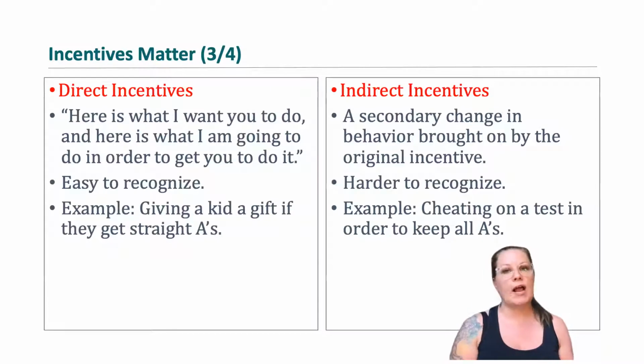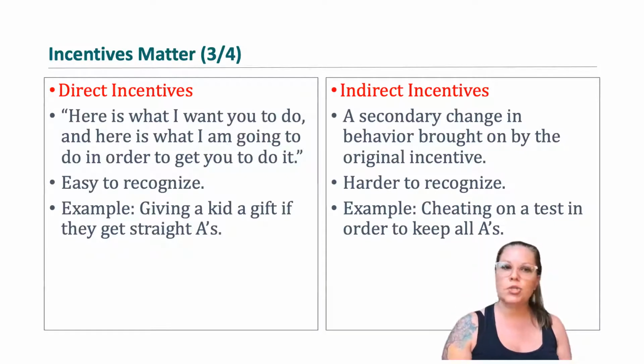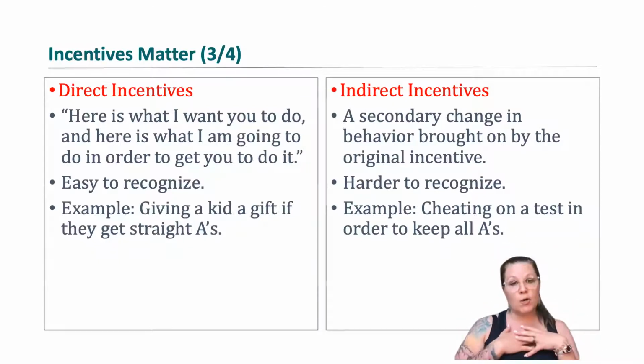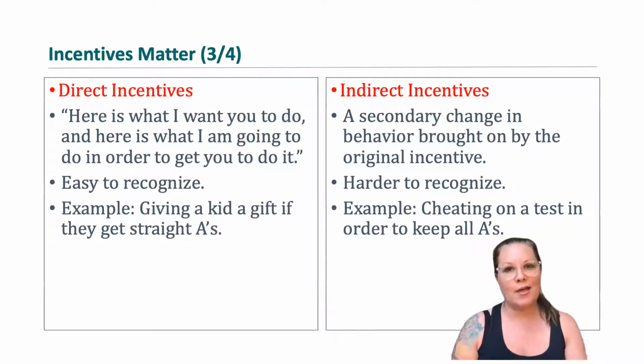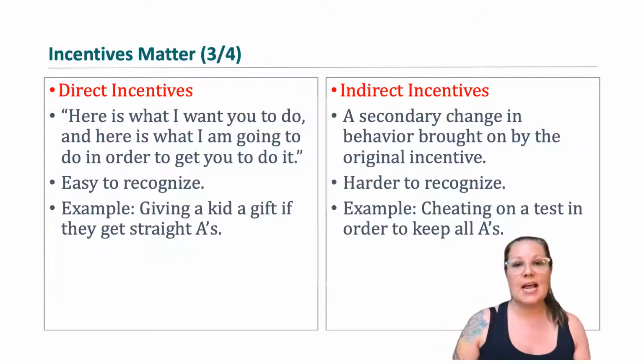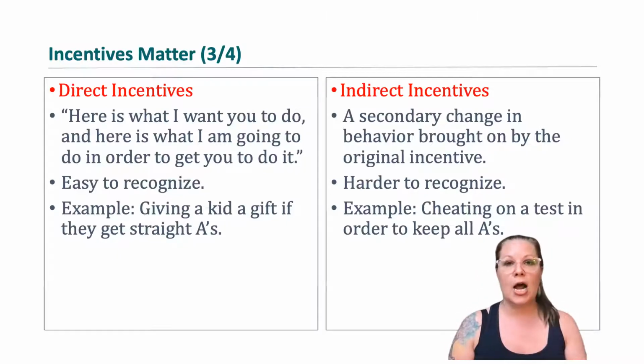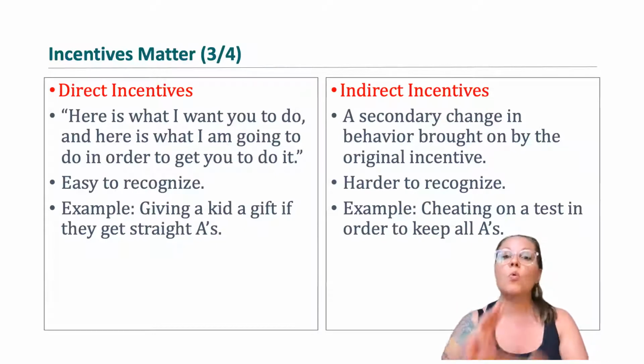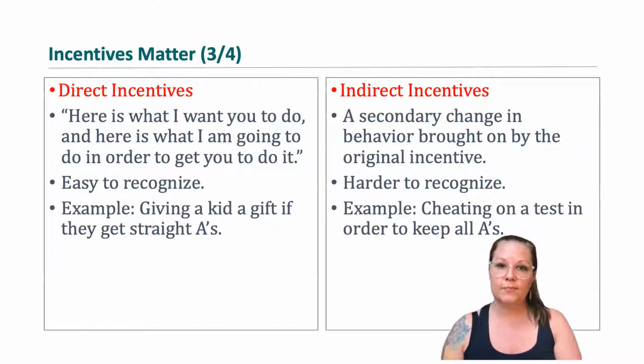Incentives can also be direct or indirect. A direct incentive is something where I've communicated very clearly to you, here's the thing that I want you to do, and here's what I'm going to do in order to get you to do that other thing. It's really easy to recognize. So for example, you might think of the kid who gets a gift if they get straight A's. The parents communicate to the child, I want you to get straight A's. If you do that thing, I will reward you with a gift.